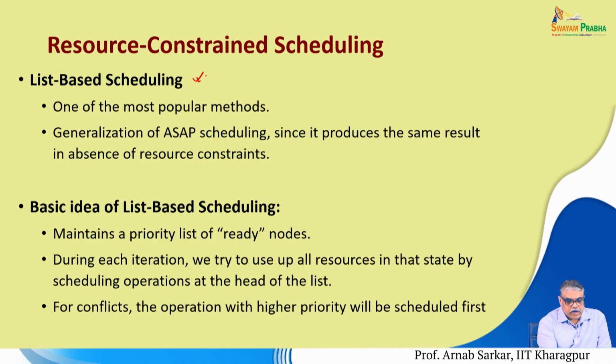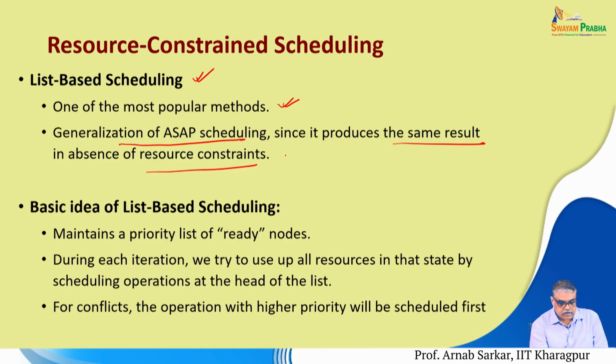List based scheduling is one of the most popular scheduling methods, and it is often said to be a generalization of the ASAP schedule, because if you do not have resource constraints, it produces the same results as the ASAP schedule. How does it work? It first generates a priority list of ready nodes. So, at any point in time, it generates a priority list of ready nodes. So, which nodes are said to be ready? Those nodes which either do not have any parents or their parents have already been scheduled. So, these are ready nodes at any given time during partial schedule generation.